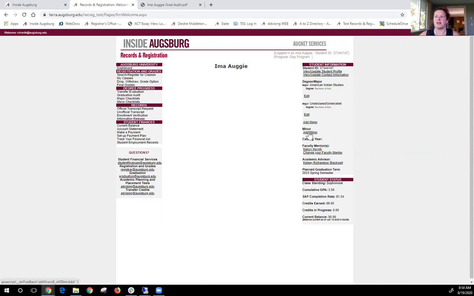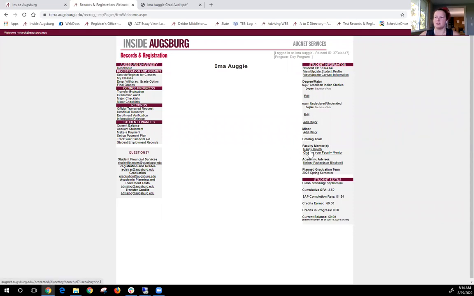Underneath your major, you can add a minor. This is not required, but a minor is typically 5 or 6 classes in a different subject from your major. Again, not required, so feel free to leave this blank. Underneath that, where it says catalog year, this refers to when you started at Augsburg and which catalog you follow. So this should say 2020, 2021.